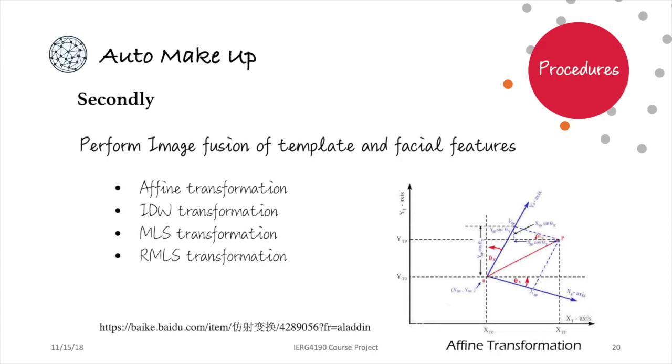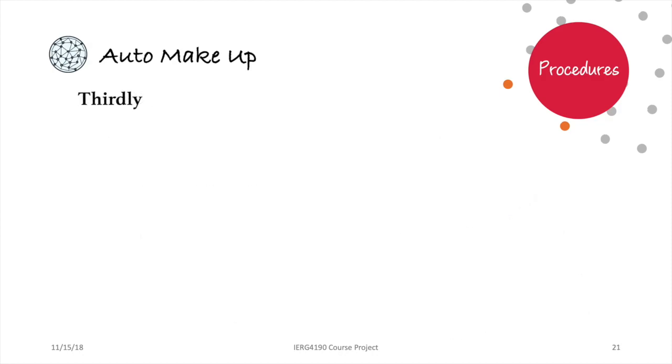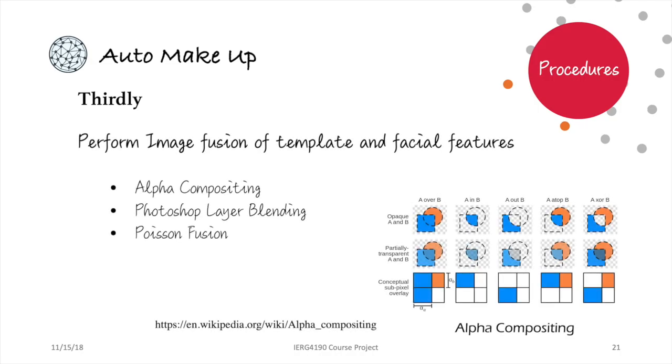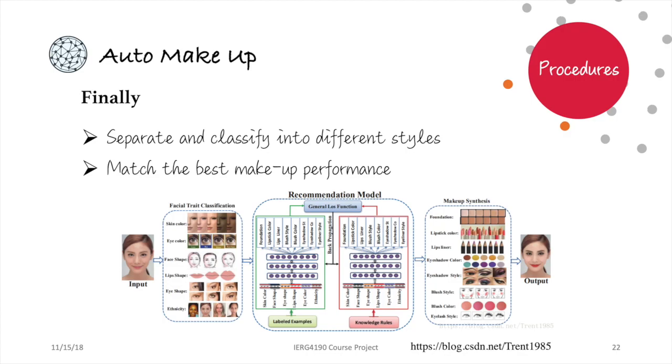Secondly, according to facial landmarks, align to the facial feature area based on a deformable template. There are 4 visible transformations here. Thirdly, image fusion of the template and the facial features. There are 3 visible fusions here. Finally, after we get the information of the face, it will be separated and classified into different styles. Then we match the best makeup performance according to the characteristic style of the sample data.